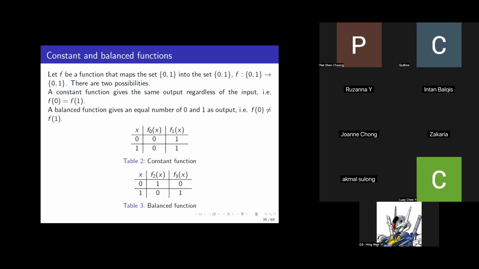So maybe I can ask you guys as well. If I just give you a random function, I don't tell you whether this is a constant function or a balanced function, how many times you need to call the function before you know it is constant or balanced? If your input is 2. 2 times, right? You cannot understand whether this is constant or balanced if you only call it one time. You need to call it two times to see which pattern it is. Okay?